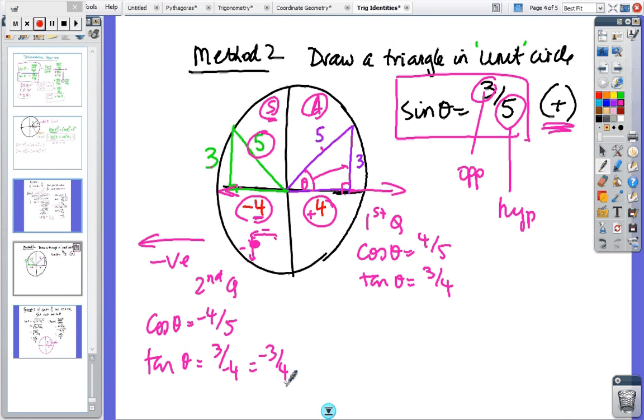Okay, so method 2, draw a triangle. It's not really a unit circle because the radius is now 5, but it's still a circle with quadrants. Okay, copy that down, and we've got one more page to go.